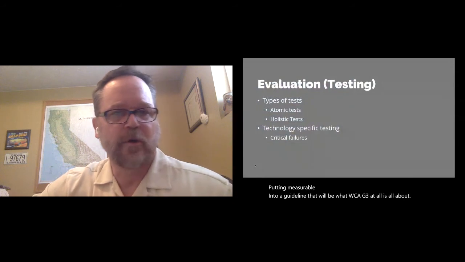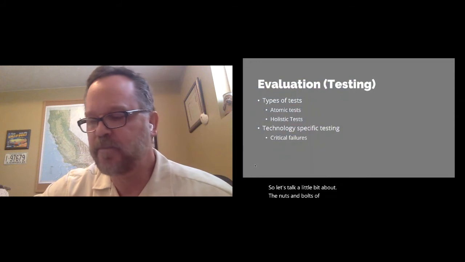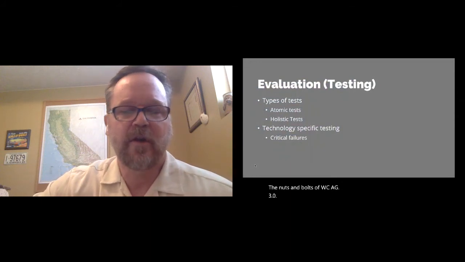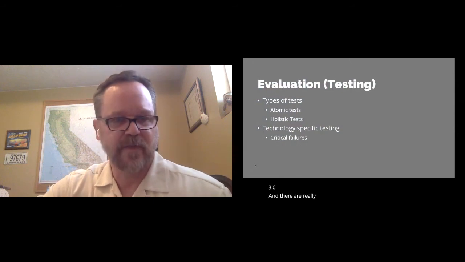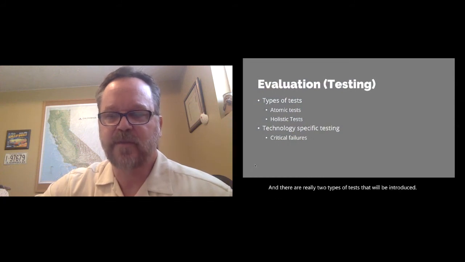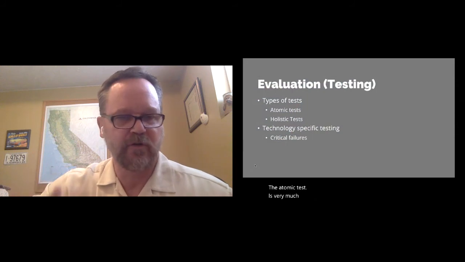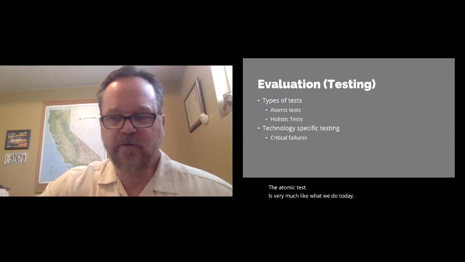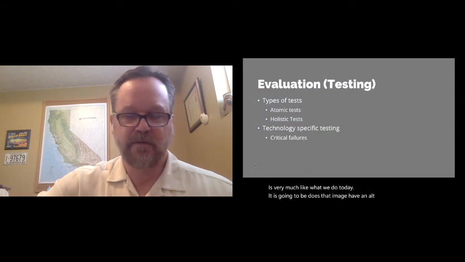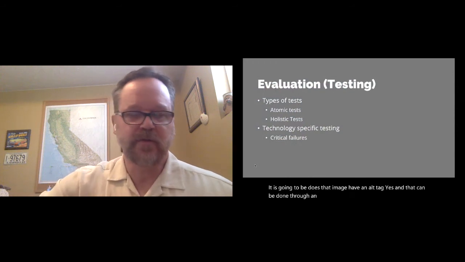So let's talk a little bit about the nuts and bolts of WCAG 3.0. There are really two types of tests that will be introduced. The atomic test is very much like what we do today. It is going to be, does that image have an alt tag? Yes. And that can be done through an automated test or through a manual test.